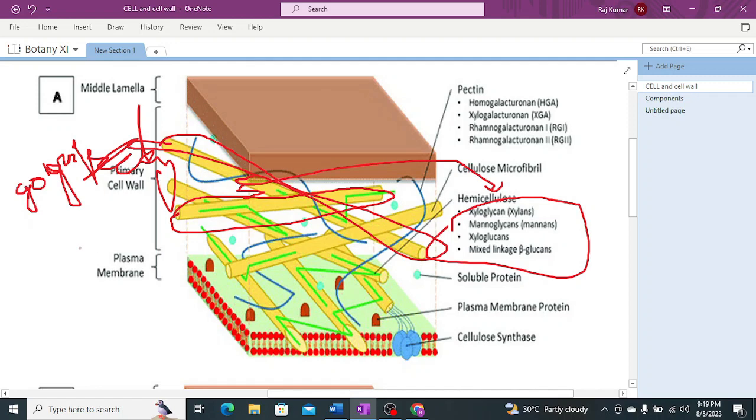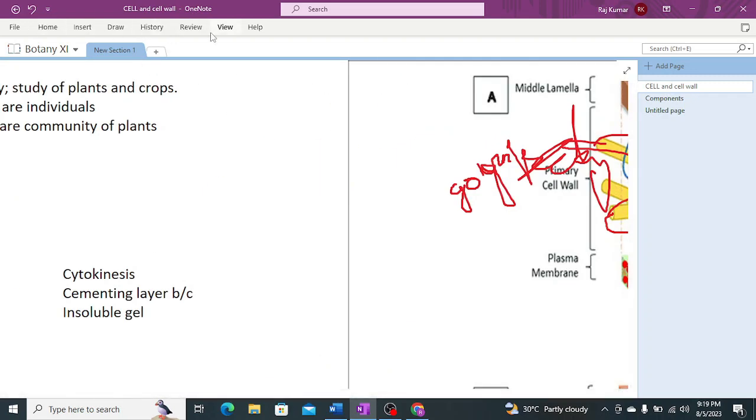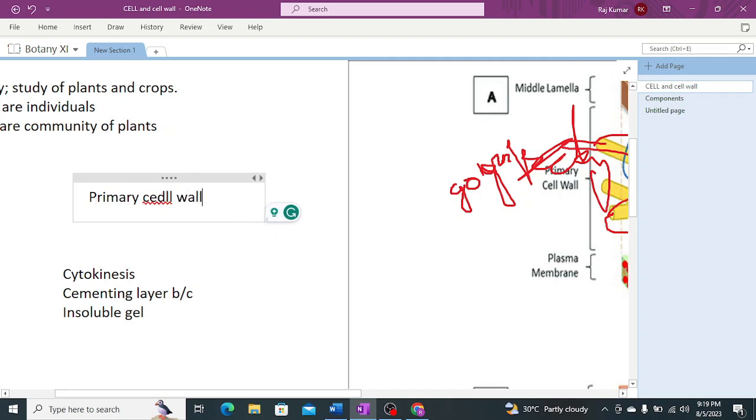So here, some MCQ points regarding the primary cell wall. The primary cell wall is made up of the following components which we discussed here, known as hemicellulose, cellulose, pectin, as well as some inorganic salts. But the primary cell wall is synthesized by protoplasm. It is an important MCQ point. Pectin is synthesized by the Golgi body.